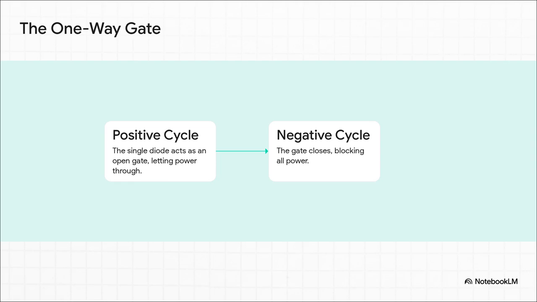The easiest way to think about it is to imagine a one-way gate. When that AC wave is flowing forward, that's called the positive half cycle, the gate just swings open and lets all the power through. But the moment that wave tries to flow backward, in its negative half cycle, bam, the gate just slams shut and blocks it completely.